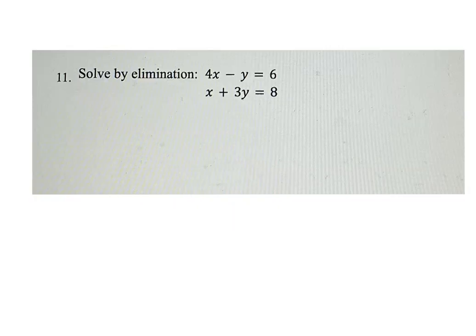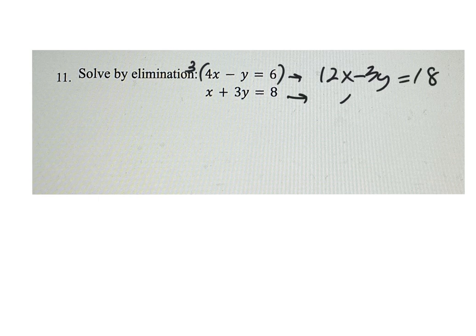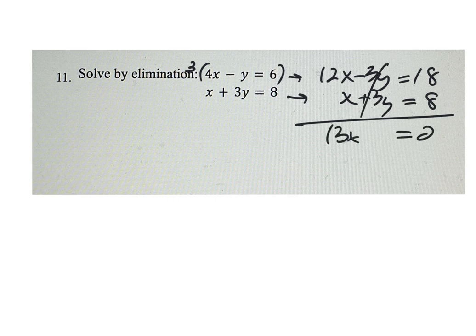All right, solve by elimination. We've done elimination now forever. I'm going to multiply the top equation by 3 so that my y's will disappear. So I'm going to get 12x minus 3y. Don't forget the right-hand side is 18. I'm just pulling this equation straight over because my y's are ready to go. So when I add them up, the y's are gone. 12x and 1x is 13x. 18 and 8 is 26.